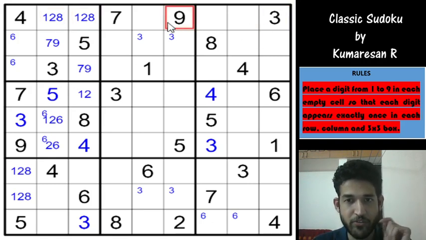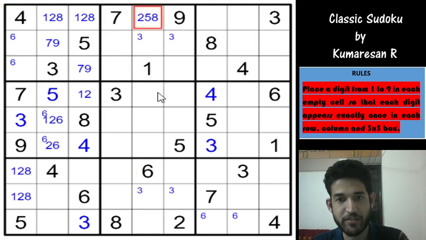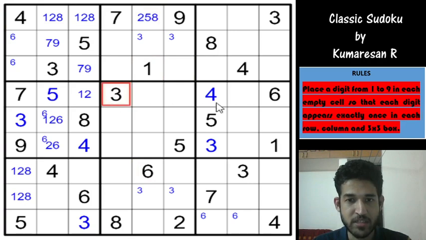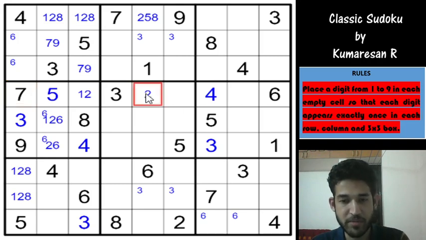Okay, 3, 4, 7, 9 in row 1 and 1 and 6. So which means that this cell must be 2, 5 and 8. Can't be anything else. 3, 4, 6 and 5 and 7. Okay. So remaining digits in that row must be 1, 2, 8 and 9. So which means that this cell must be 2, 8, 9.